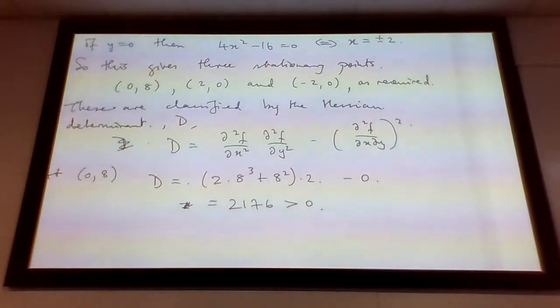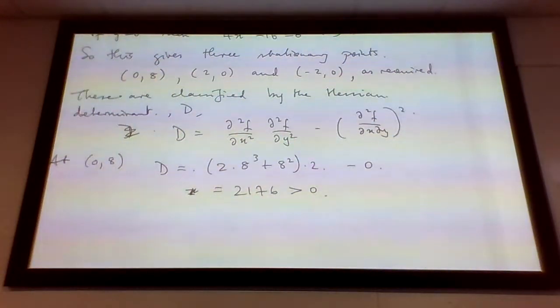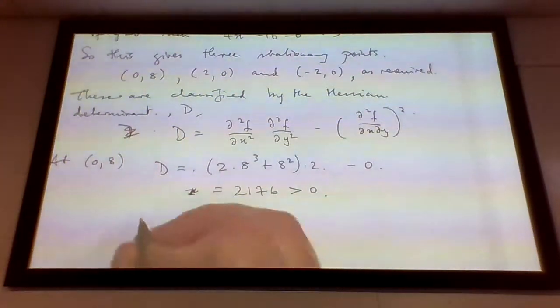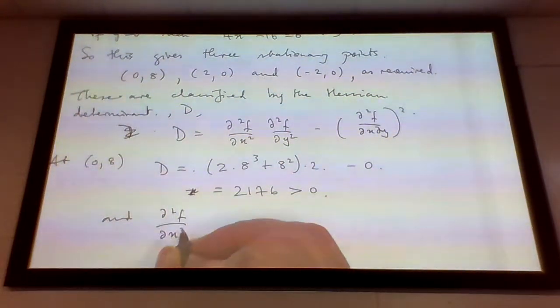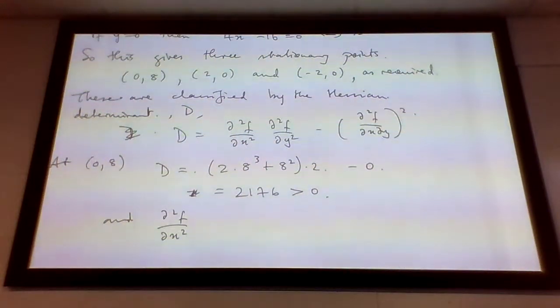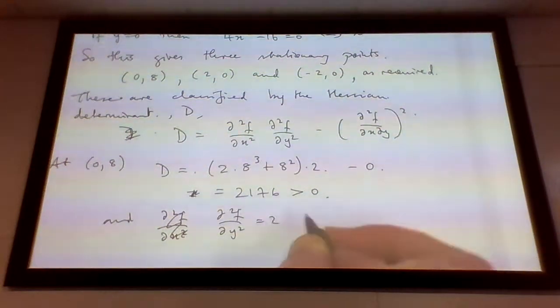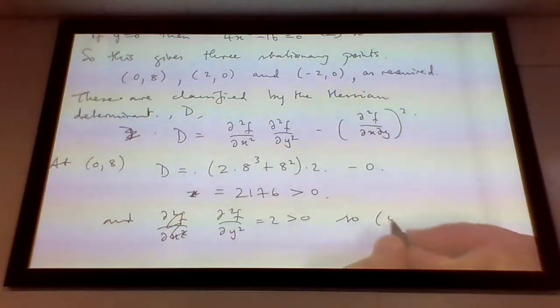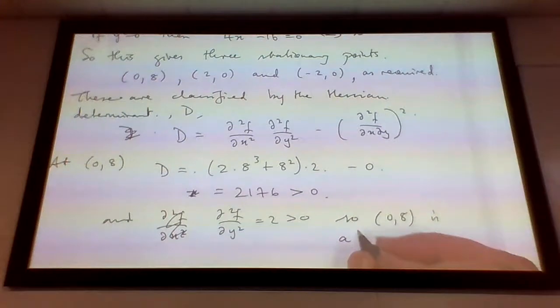Thankfully the classification scheme is given on a handout to you, but I believe that when it's positive, it means it's a minimum or a maximum. So when it's positive, it's a minimum or a maximum. So we just have to look at the sign of one of the second order partial derivatives, d2f dy squared, the y one is easier. d2f dy squared is 2, which is bigger than 0. So that means 0,8 is a local minimum. So it's determined by this.